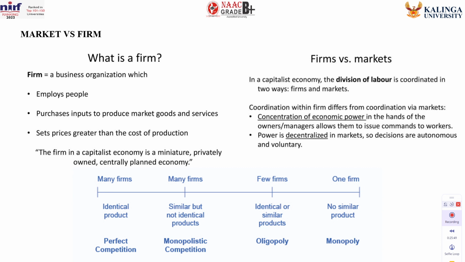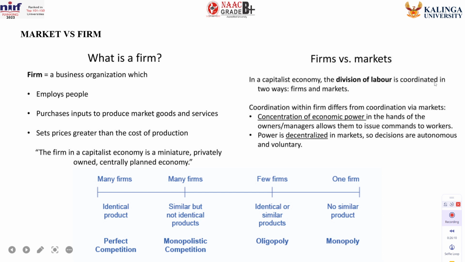Market versus firm. A firm is a business organization which employs people, purchases inputs to produce market goods and services, and sets prices greater than the cost of production. And the firm in a capitalist economy is a miniature, privately owned, centrally planned economy. Right. So this is what is there. And a firm is a business organization.